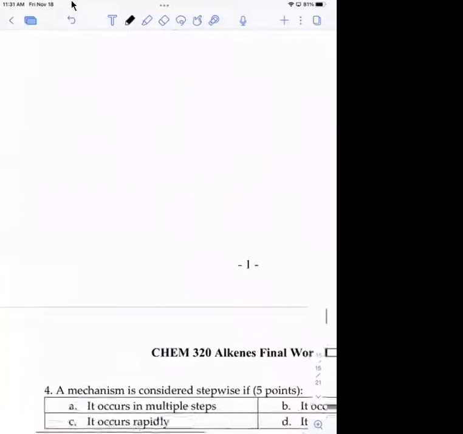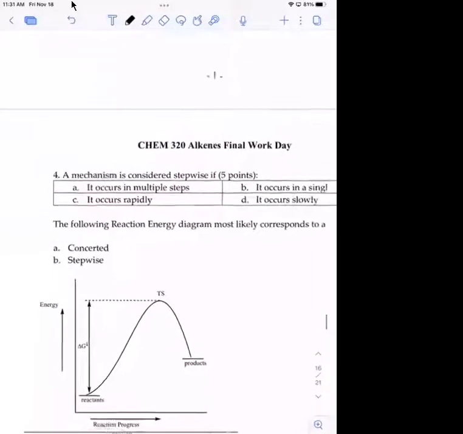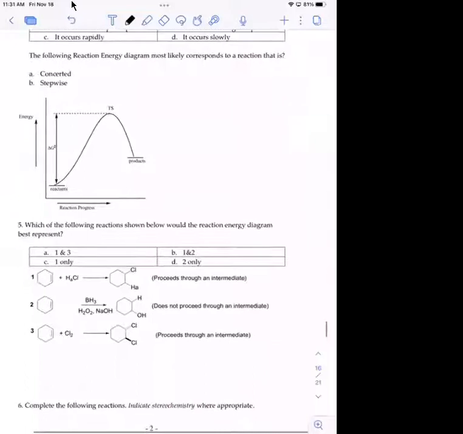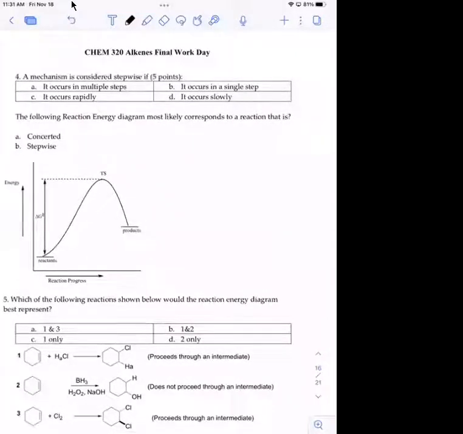Let's answer these questions right quick. If a mechanism is stepwise, what does that mean? It has more than one component; it requires multiple steps. Yeah, it has multiple steps. It does not just proceed through a single step, right?